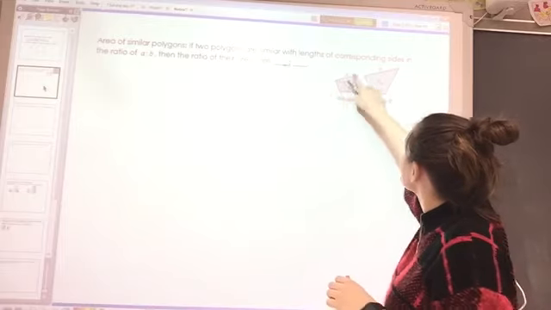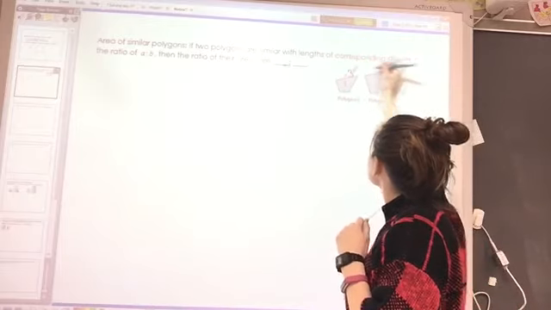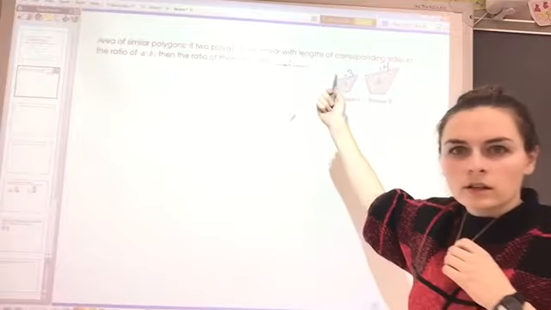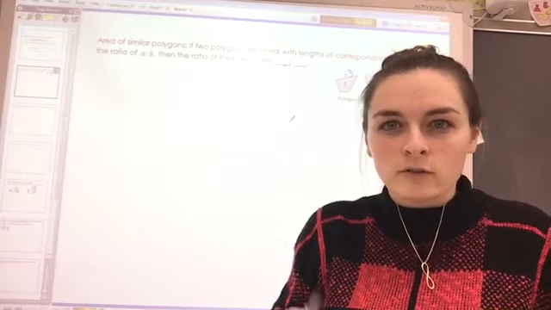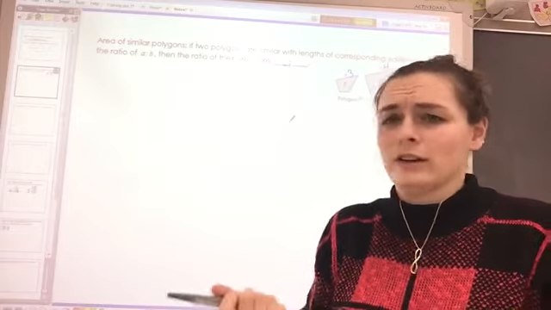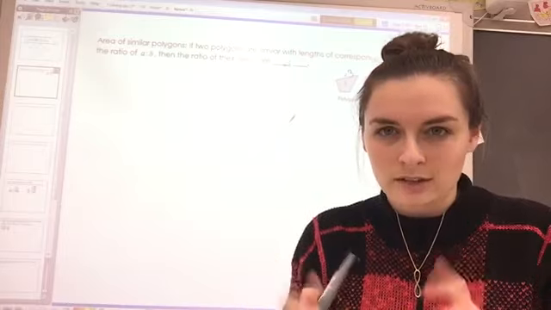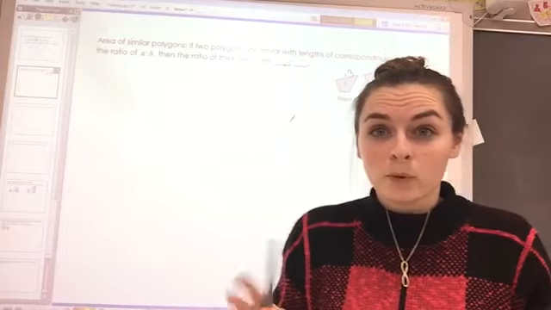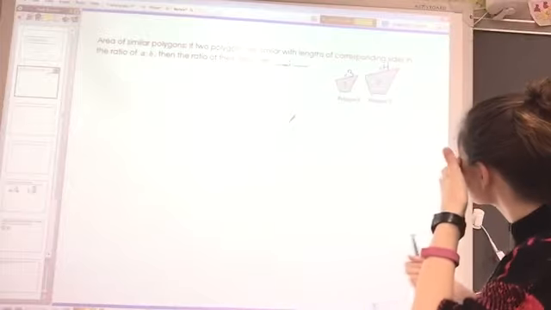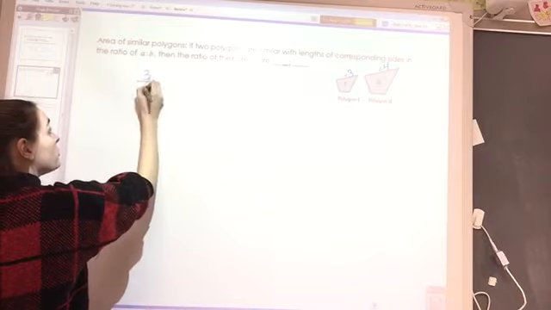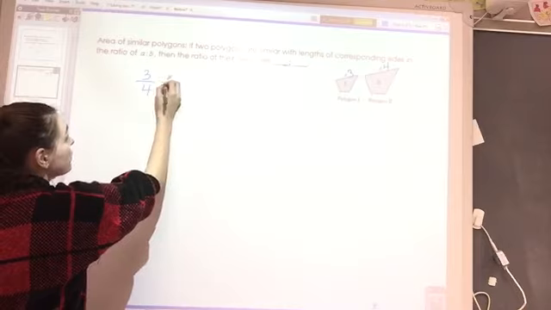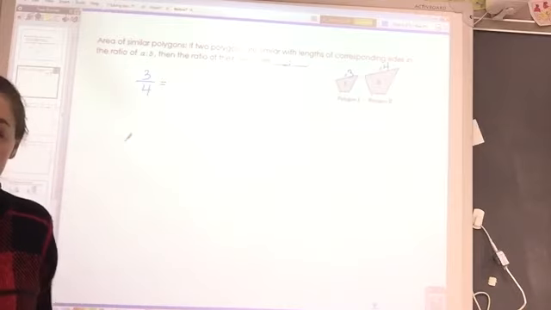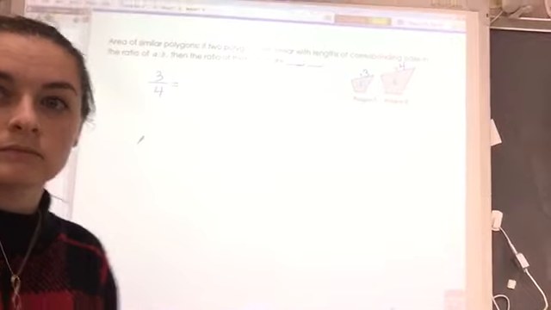So if we had two similar polygons and we had the lengths, let's say this was 3 and this was 4 for this weird looking polygon up here, we could find the ratio of their area. I'm doing 2D figures, sorry. This was the ratio of their sides, 3 to 4. We could actually find the ratio of their areas. All we would need to do is square them.